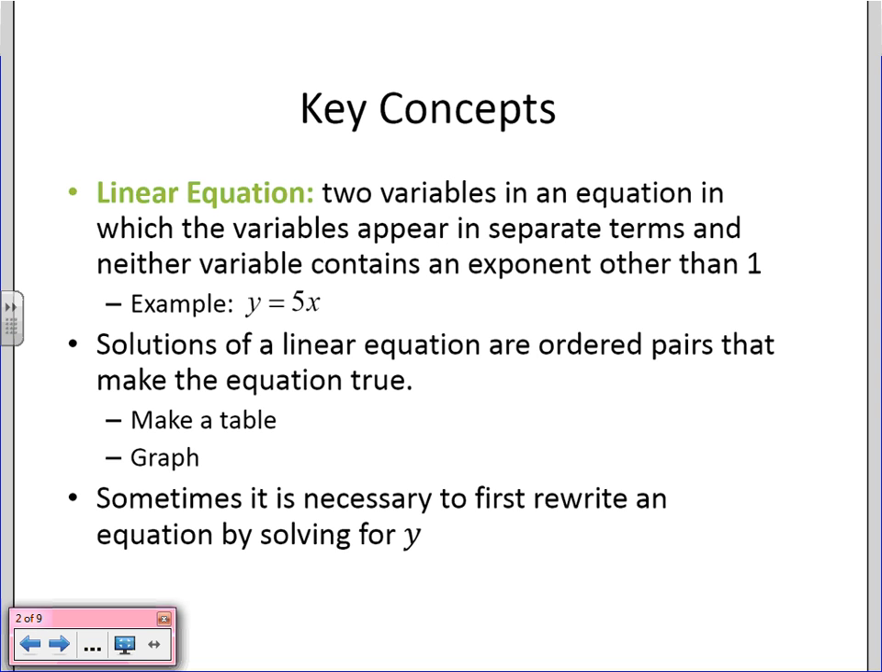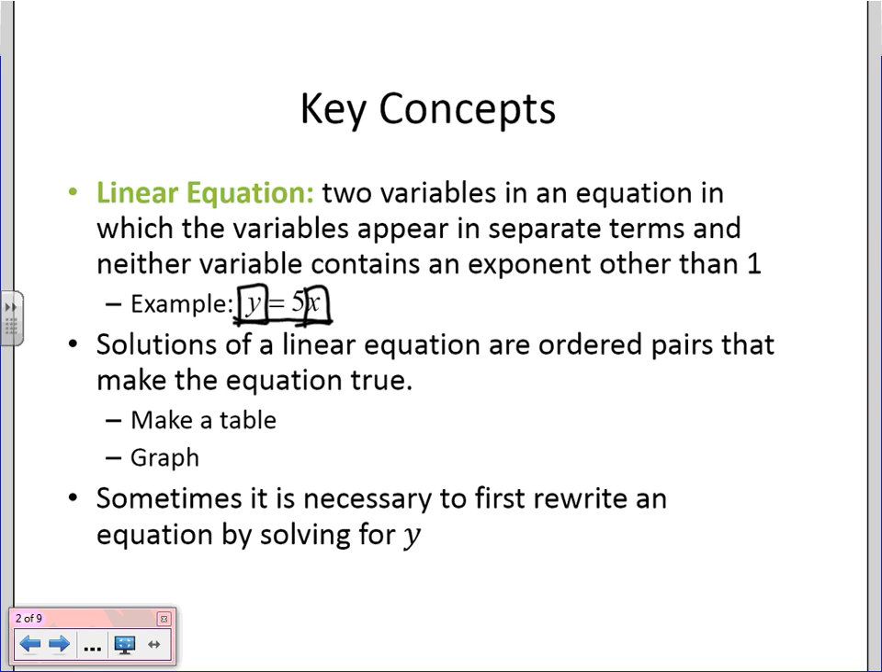Okay, so the first key concept is a linear equation, and this is saying that if we have two variables with an equal sign, in which the variables appear in separate terms and neither variable contains an exponent greater than 1. Okay, so for example, y equals 5x. You have two variables, y and x, and your variables don't have any exponents. That makes that a linear equation.